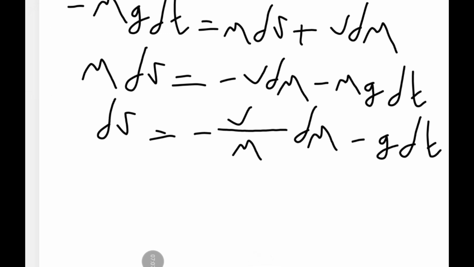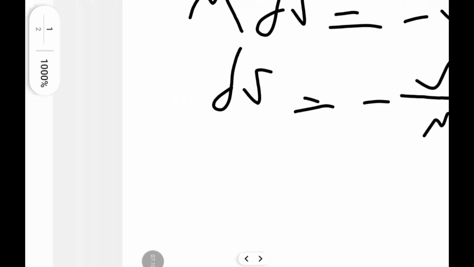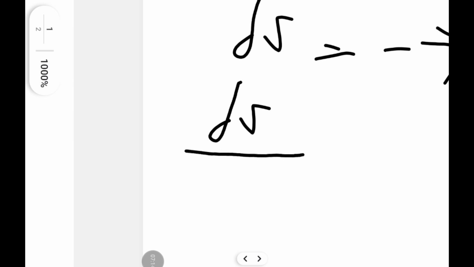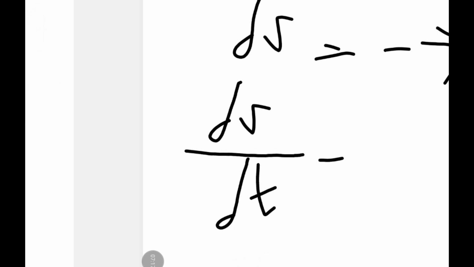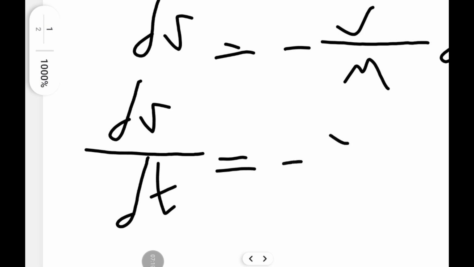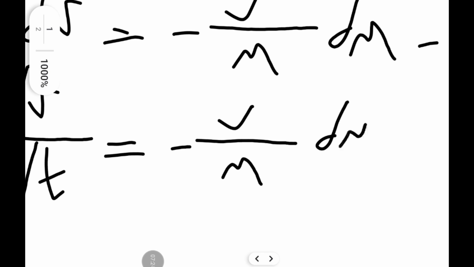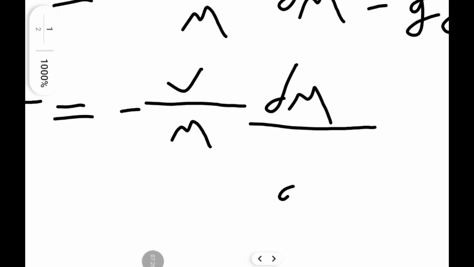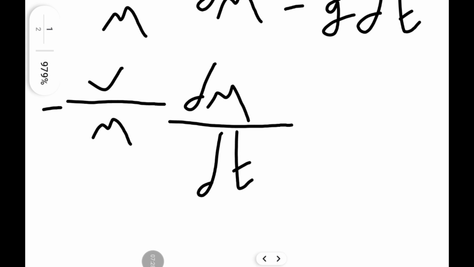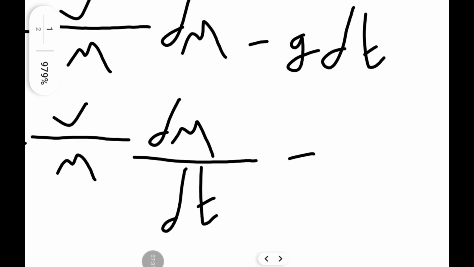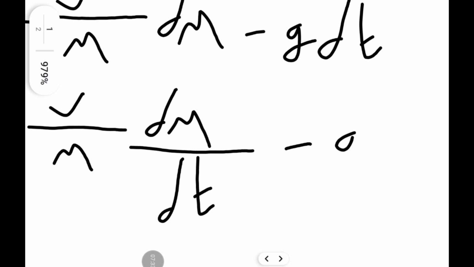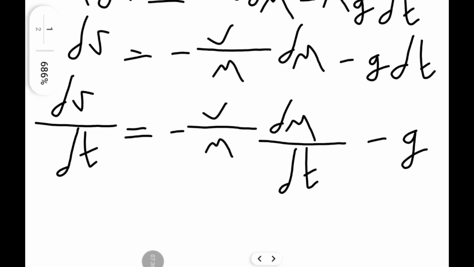And if you want to, we can keep going with this. We can just divide everything by dt, so we can get it into a differential equation form. dv by dt is equal to minus u over m times dm by dt, and then we see g dt divided by dt is going to be g. So this is the form we have it in. This is a differential equation form we have it in now. So we want to work with that.